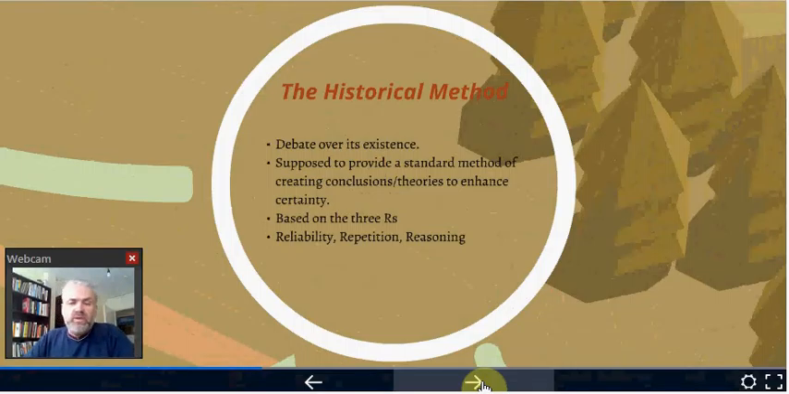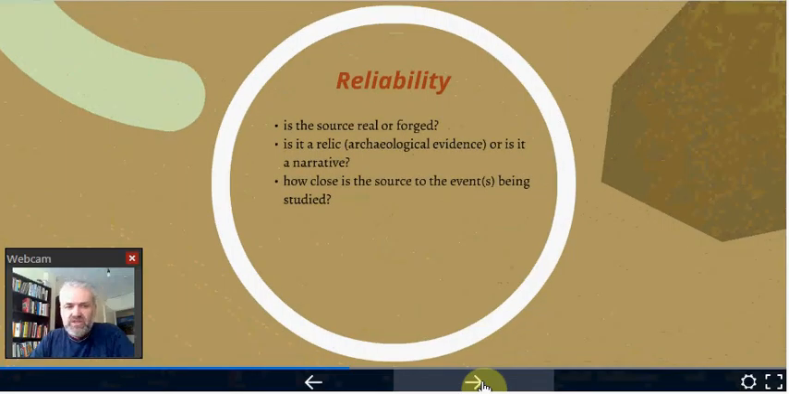And so that leads me to this. These last 2 bullet points that I have in this particular slide. The historical method is based on the 3 R's, not the reading, writing, arithmetic that you learned in elementary school, but reliability, repetition, and reasoning. So let's have a look at each of these. What exactly do we mean by these key terms, and how can we use them to help build an IA reflection? So reliability. Really simply, was the source real or is it forged?